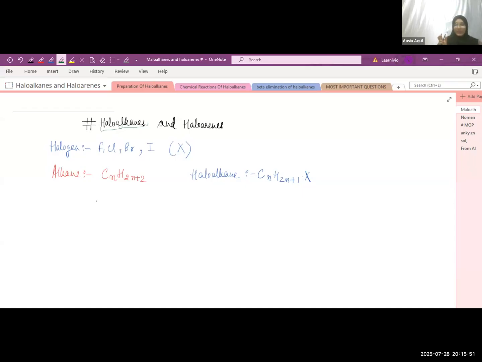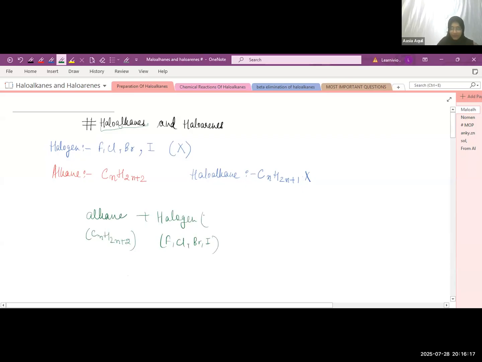So haloalkane is obtained from an alkane, and we know that the alkane general formula is CnH2n+2. We know what halogen is: fluorine, chlorine, bromine, and iodine, and we represent the halogen by capital X. Now, when you remove one hydrogen and replace it with a halogen group, basically it is a replacement of one hydrogen by the halogen group. So we get the substituted product of alkane by the halogen group.